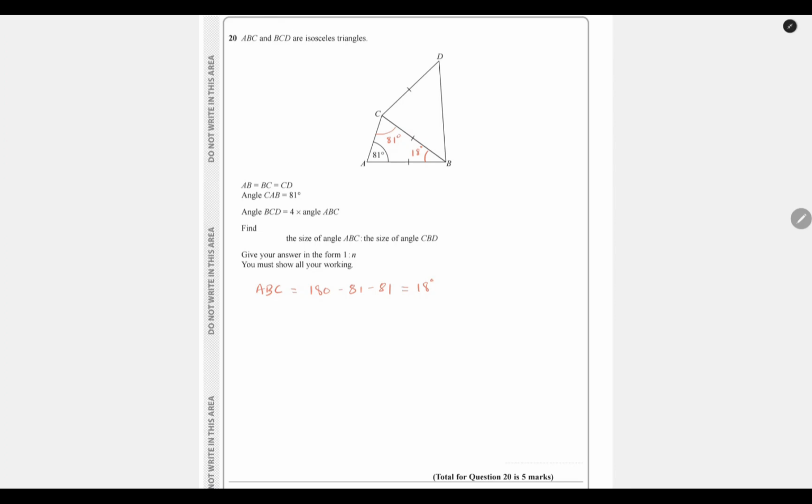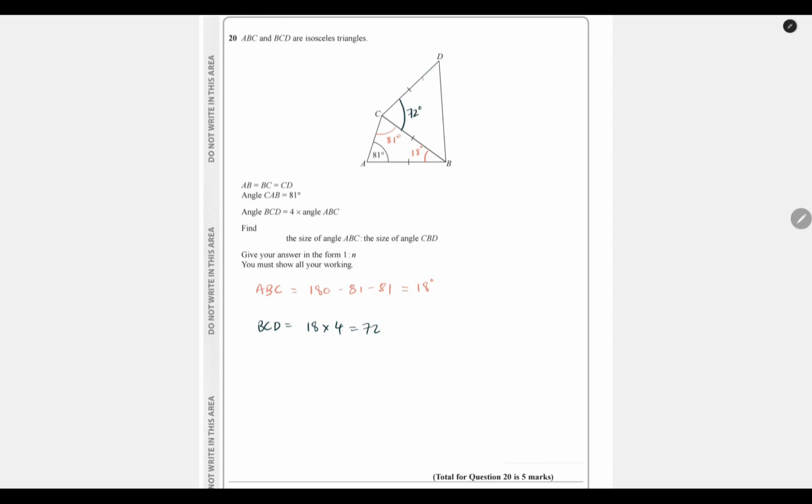The next thing that we know is that angle BCD, which is this angle here, is 4 times the angle of ABC. So BCD is 18 degrees multiplied by 4, and that's equal to 72. So this angle here is 72 degrees.